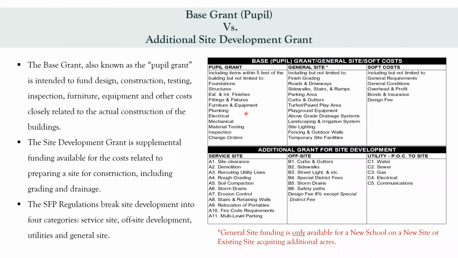Now, on the right side, we have created a chart where it makes it easier to see what items are eligible under what category. For example, for pupil grants, we have foundation, structures, exterior and interior finishing, fittings and fixtures, furniture and equipment, and so on. You can see the rest of the items are eligible under that category. And we did that also at the bottom for additional grants for site development, for service site, off-site, and utilities.